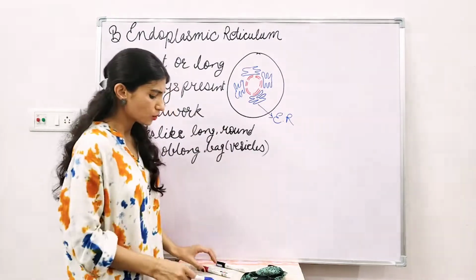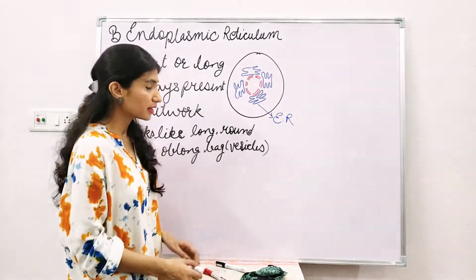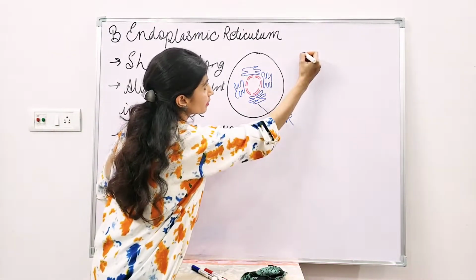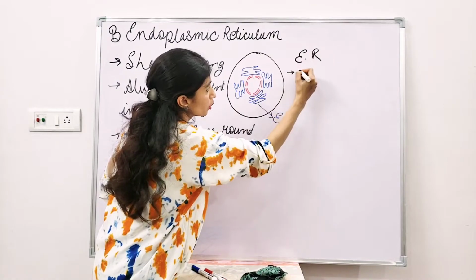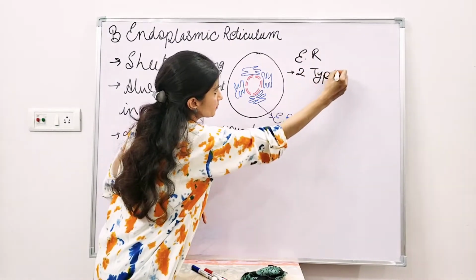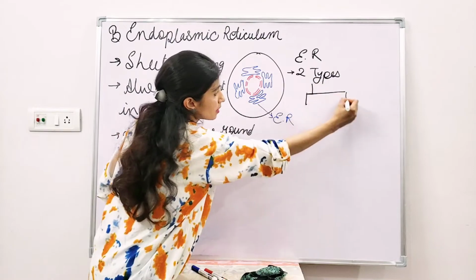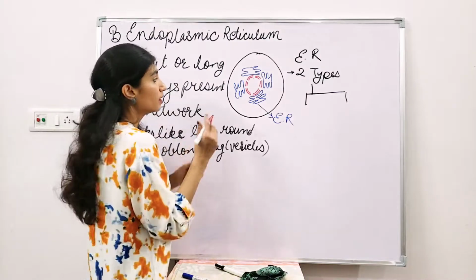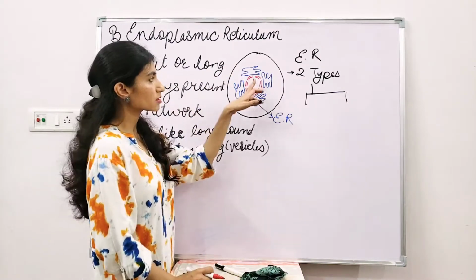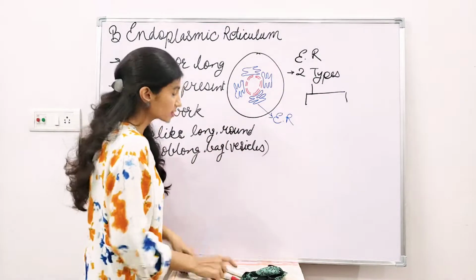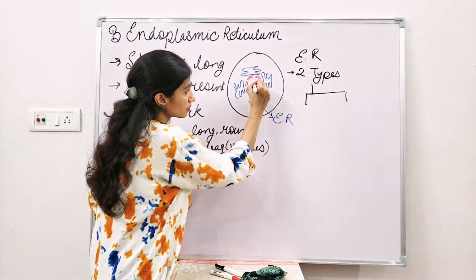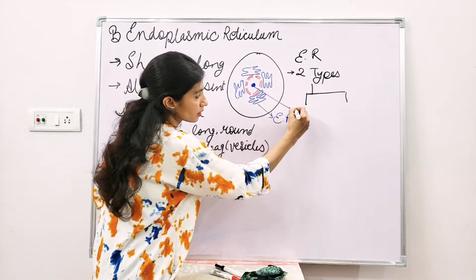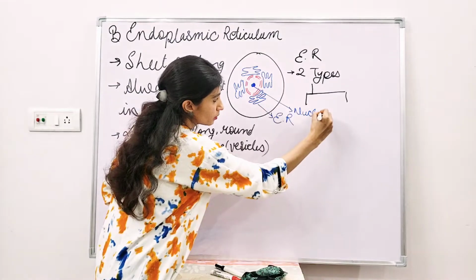Now, what is the role of ER and why is this ER so important? See, there are two types of ER. How are they classified into two types? See, I just use another pen over here, the red one. And like in the last class we discussed the nucleus. So inside the nucleus, there's a thing in the center. This thing in the center is called the nucleolus.